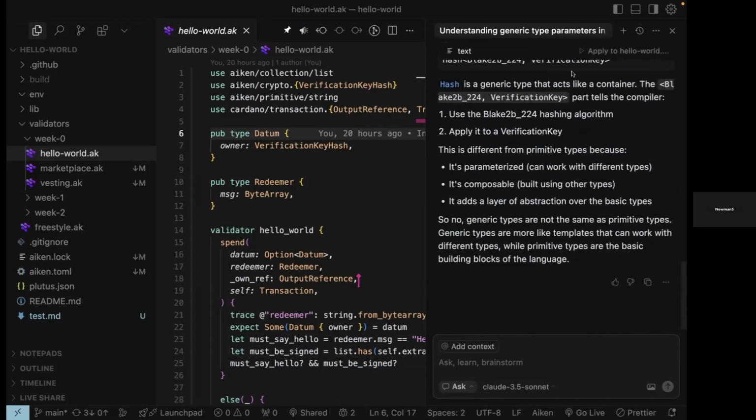That's a good question. Is the algorithm applied to the verification key? This is different from primitive types because of the reasons given. So no, generic types are not the same as primitive. Generic types are more like templates that can work with different types.